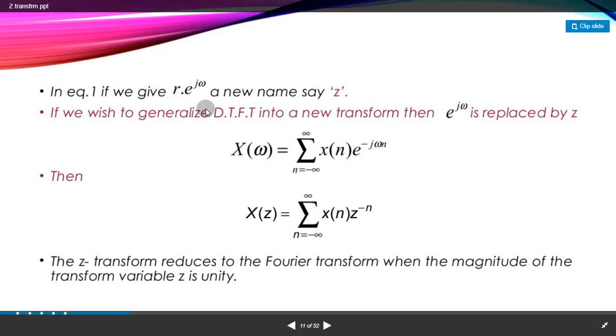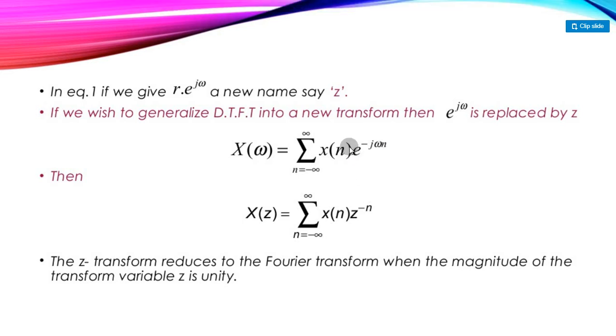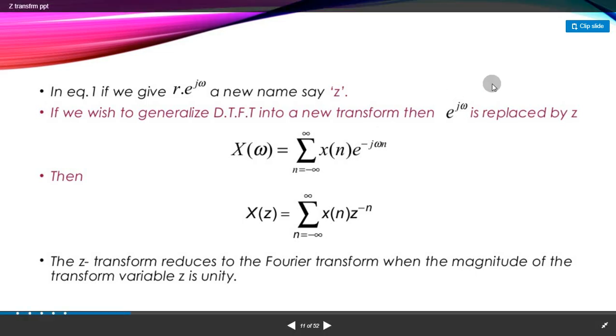Now in equation 1, if we give r times e to the power j omega a new name, say Z. If we wish to generalize the discrete time Fourier transform into a new transform, then e to the power j omega is replaced by Z. This is the Z value. So if you take a close look, Z is nothing but the value e to the power minus j omega.